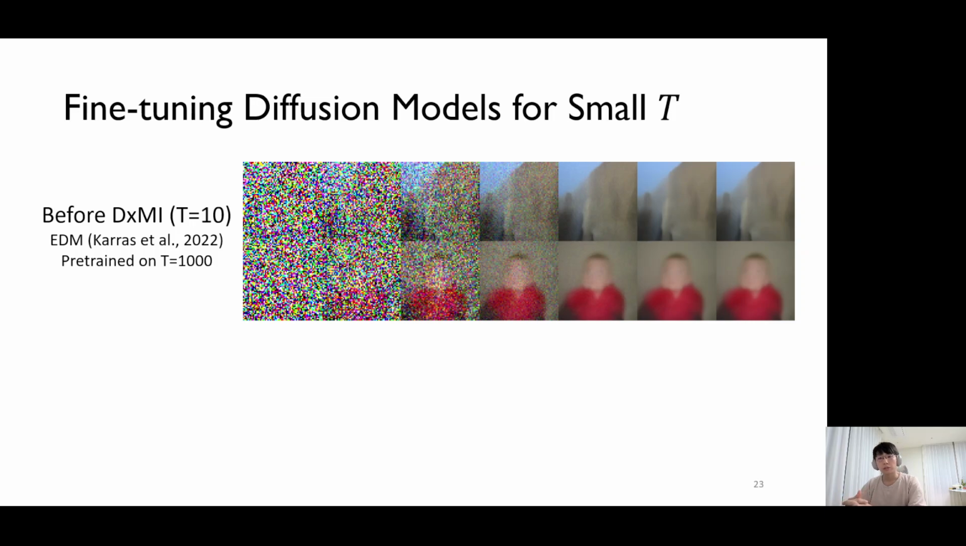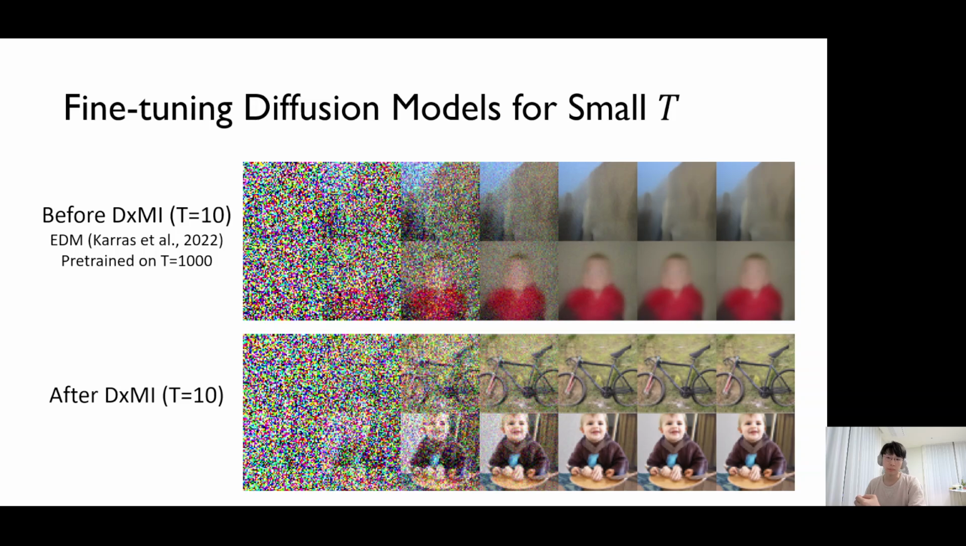The main application scenario we focused on is the fine-tuning of a diffusion model for a smaller number of time steps. Given a diffusion model pre-trained on T equals 1000, we set T to 10 and then run generations. The samples we get from such a model are highly blurry. If we fine-tune this model using D by ME, then we can significantly improve the sample quality.